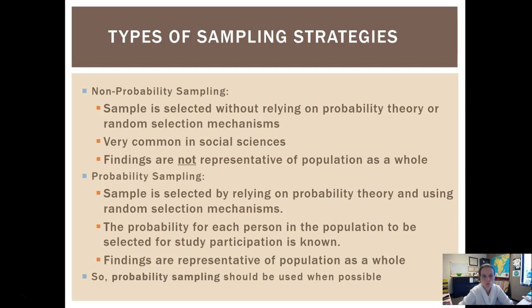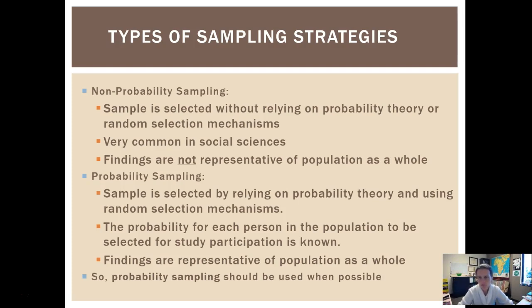Okay, so once we now know what a sample is, the next question is, how are we going to collect data from this sample? What sampling strategy are we going to use to select the people that will participate in our study? There are two main ways that we can collect data. You can use non-probability sampling and you can use probability sampling. So those are the two main ways that we will select the population from which we're going to collect data.